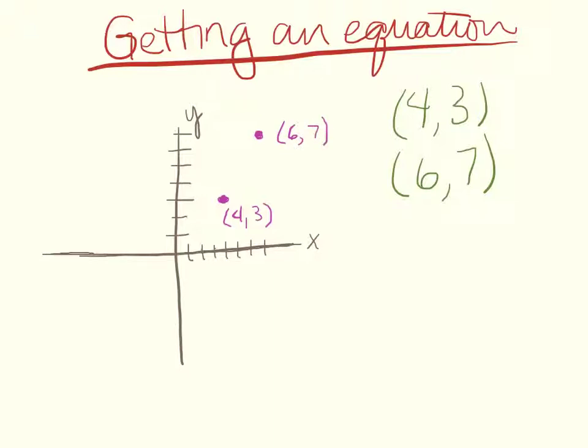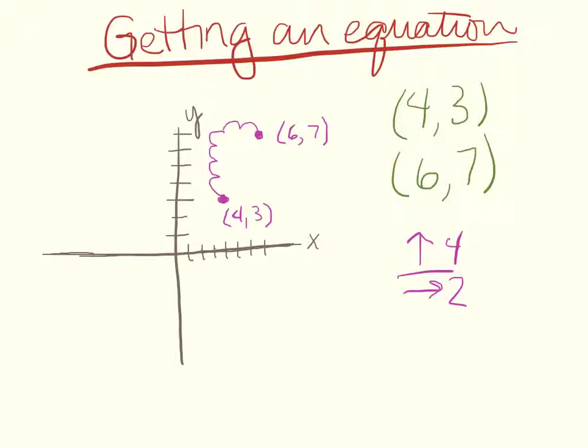So now what we're going to do is count how many steps it is to go between the 2 points, up and over, right? So we're going to count up from 3, 1, 2, 3, 4 steps up, and then how many steps over to get to 6? 2 steps over to get to 6. Okay, so what this means is that as y moves by 4, x moves by 2.